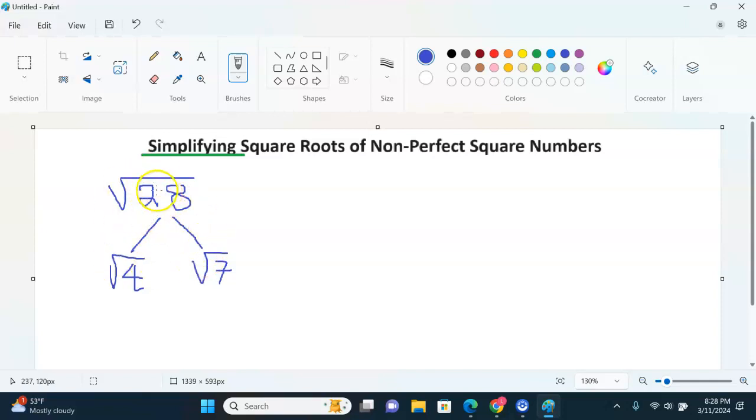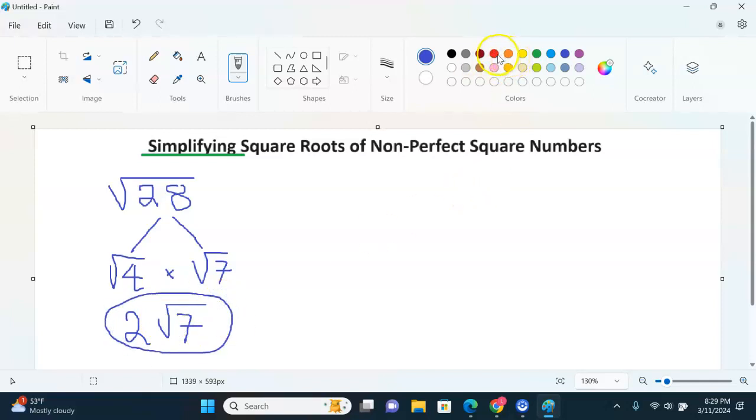Again, so square root of 28 is 4 times 7. Okay, so square root of 28 is the square root of 4 times the square root of 7. And the square root of 4 again is a perfect square. So that's going to give me 2. And bring down, so 2 times the square root of 7. And that will be your final answer.